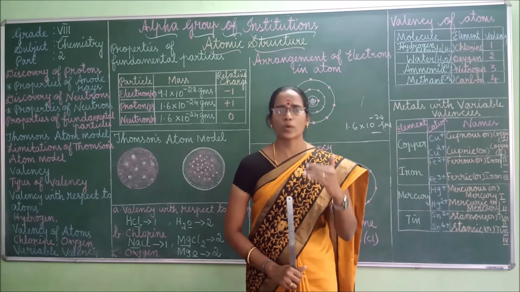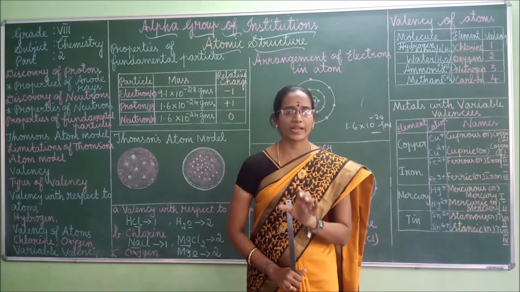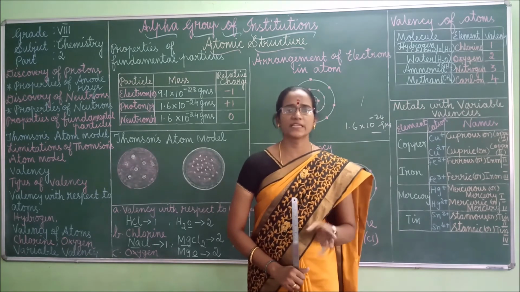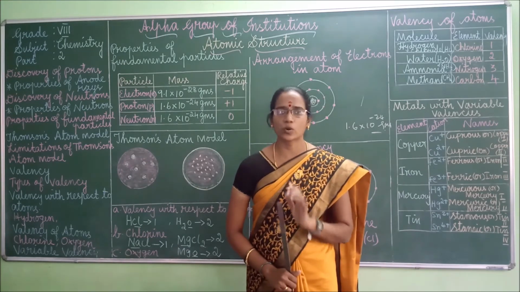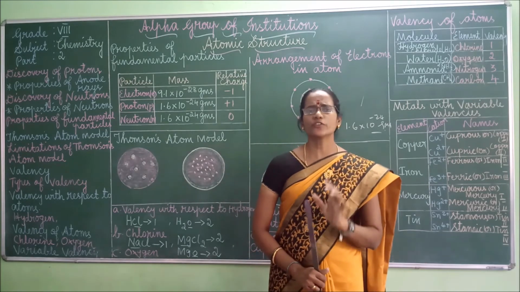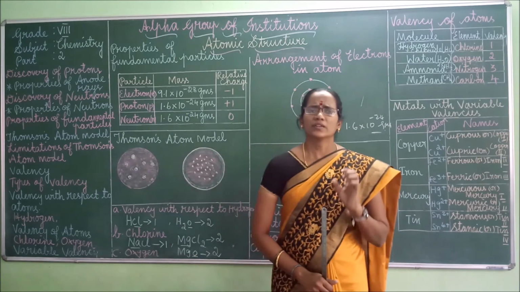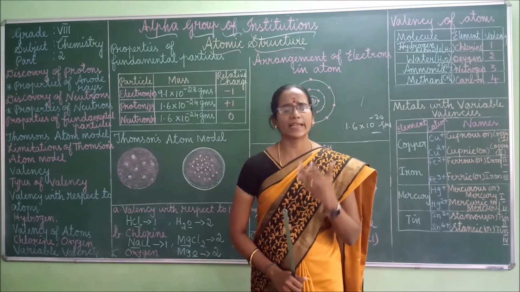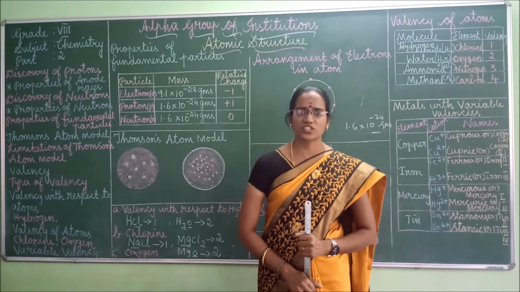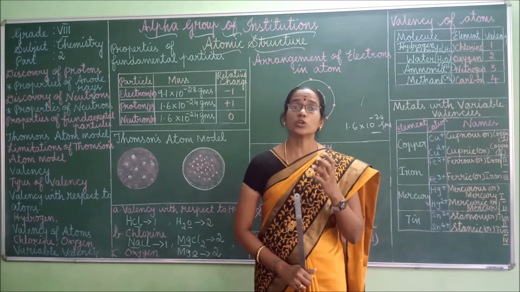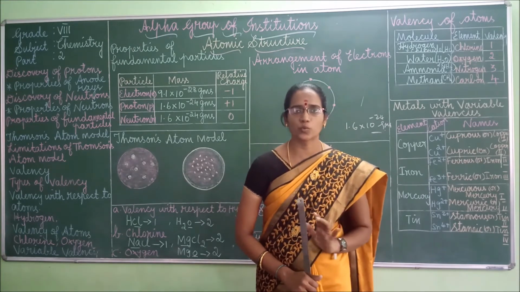Now come to the valency. Already I discussed valency means the combining capacity of an atom is called the valency. There are two types of valency. One is the positive valency, another one is the negative valency. First, if you take the positive valency, here the atoms which donate electrons are said to have the positive valency, right children? Atoms which donate electrons are called positive valency.